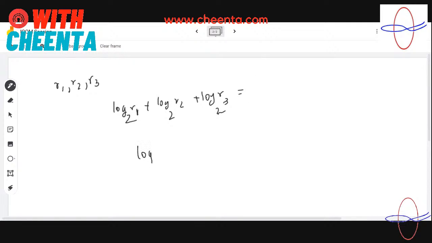By the application of logarithms, log of a plus log of b is equal to log of ab. From this result, we get log of R1 R2 R3. So how many of you don't know about log? Who doesn't know about log? Tell me. Even people who don't know about log, I will just do the basics of log.